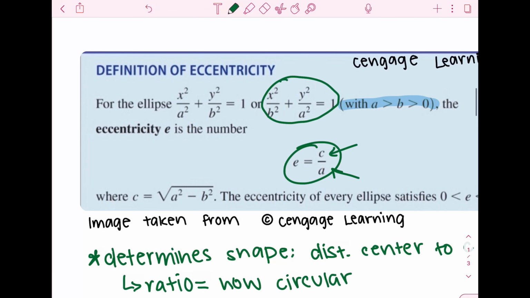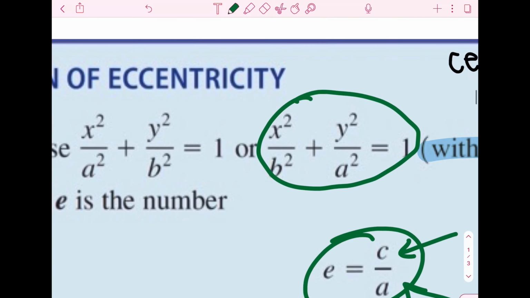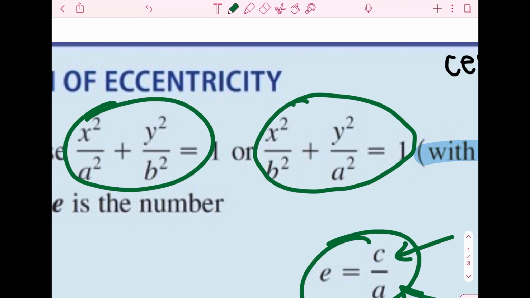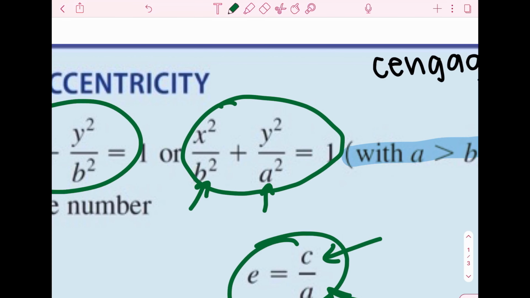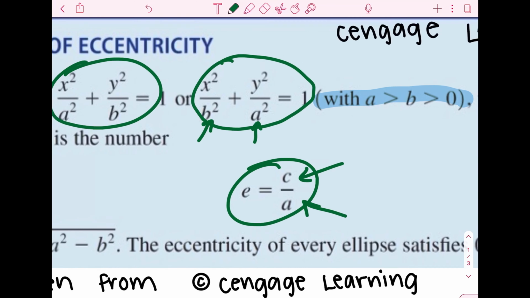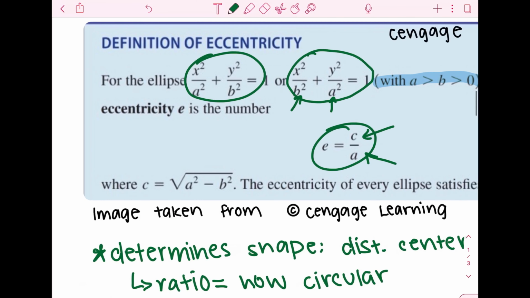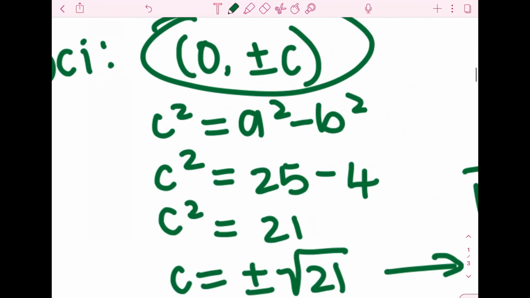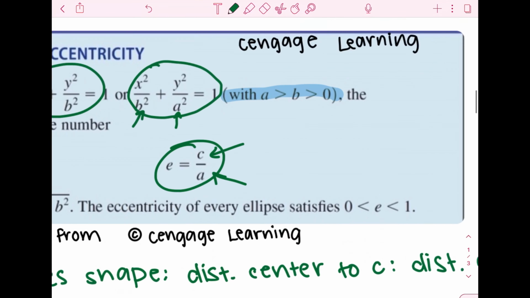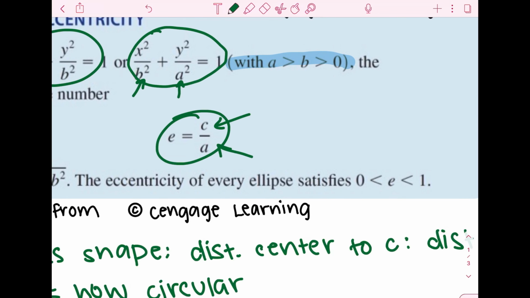We already have defined these values, c and a, so it's going to be super easy to find. One quick note before we continue. The eccentricity doesn't depend on your equation, or the placement of b squared and a squared. The only values you need to know are c and a. It tells you how to find c here, where c is equal to the square root of a squared minus b squared, which is basically what we did right over here. The eccentricity of every ellipse satisfies e greater than 0 but less than 1. So this is super important. We cannot have a negative value, but it also cannot be greater than 1.